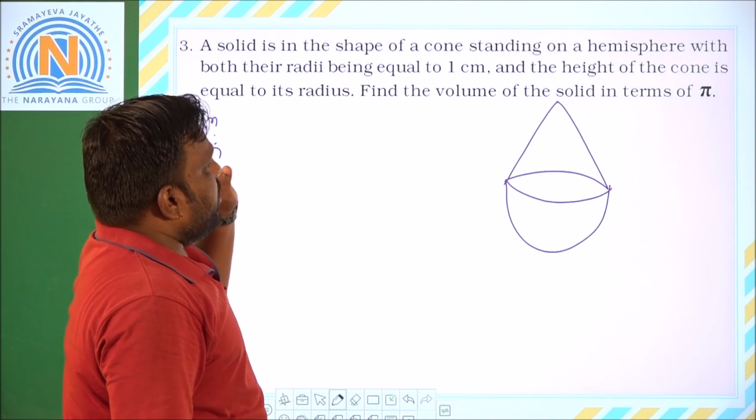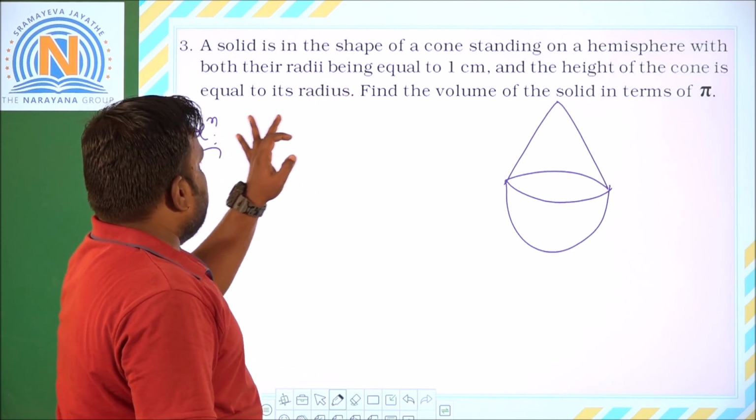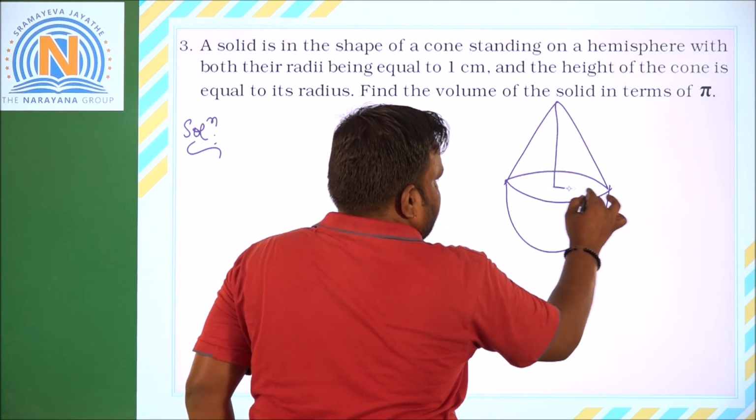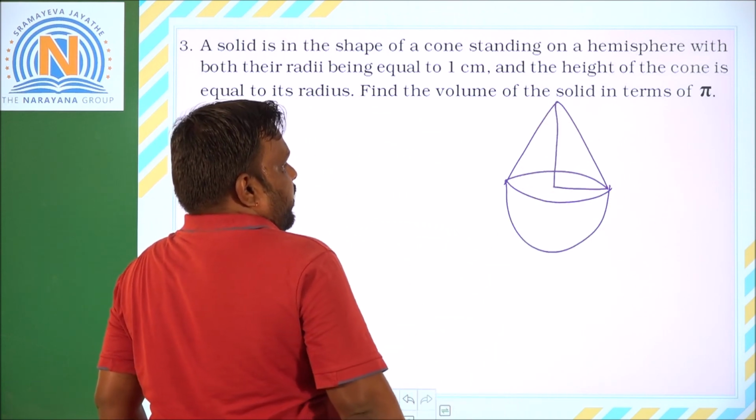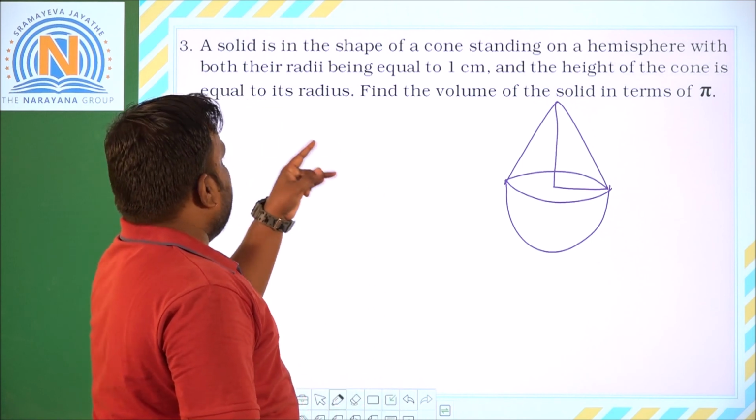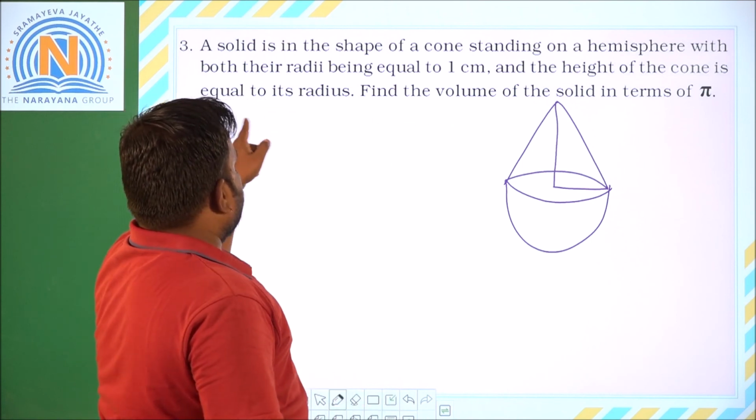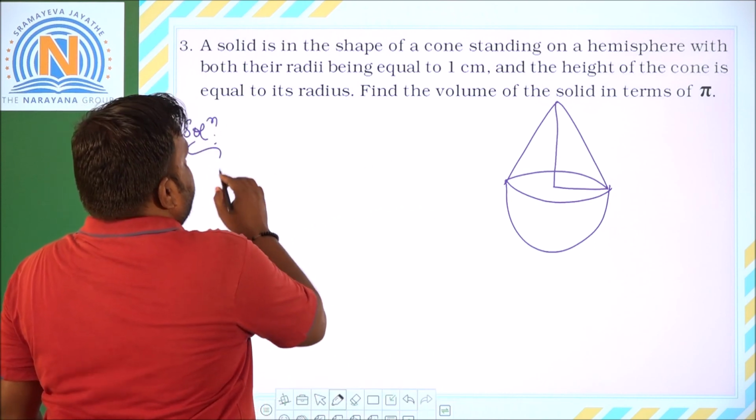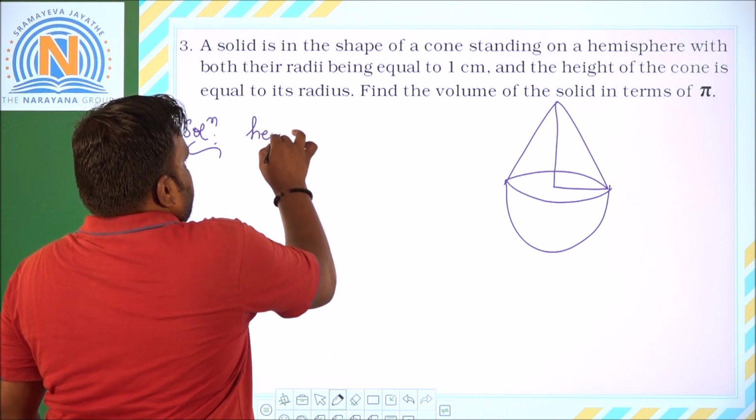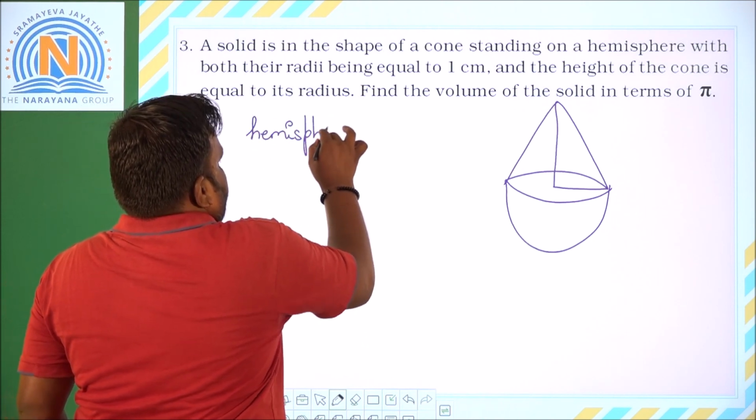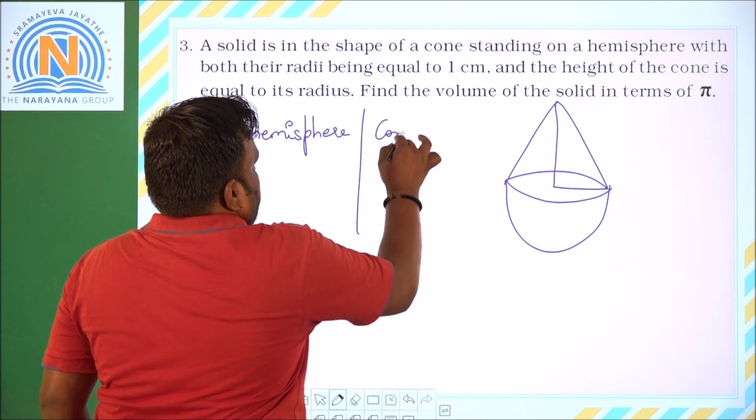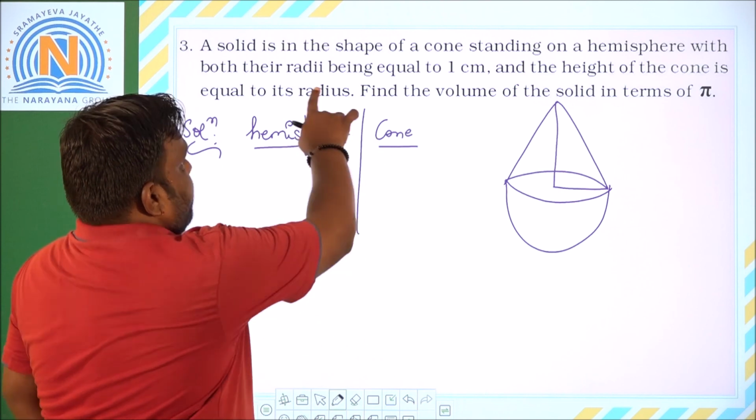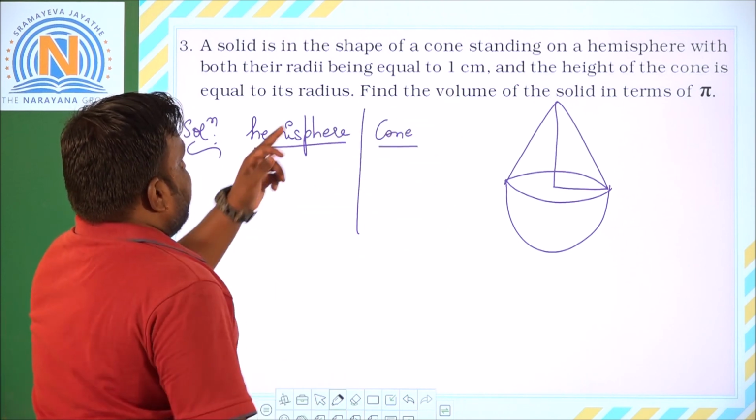Both of the radii being equal to 1 centimeter, and height of the cone is equal to this radius. So here one of the important part, this is the height and this is the radius. Now here one thing is clearly given for us, that height of the cone is equal to its radius. So first here we have two parts, hemisphere and next one is cone. A solid is in the shape of a cone standing on hemisphere with both of the radii being equal to 1 centimeter.